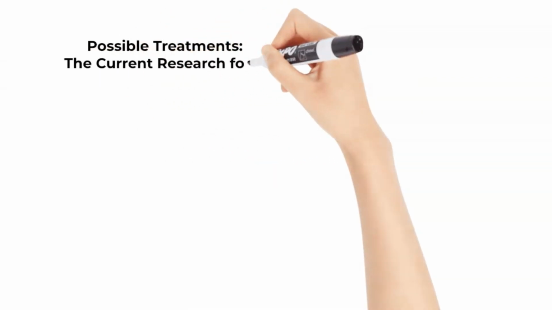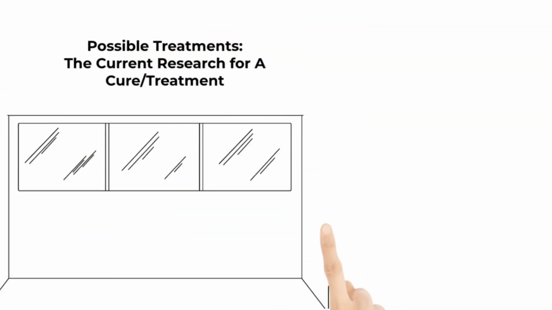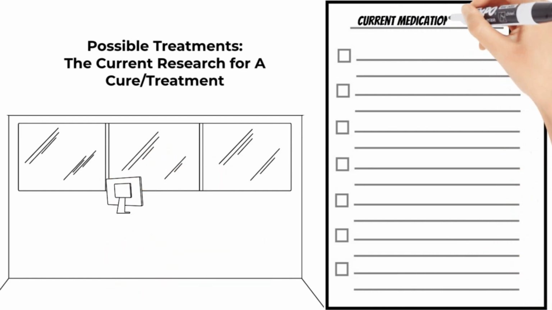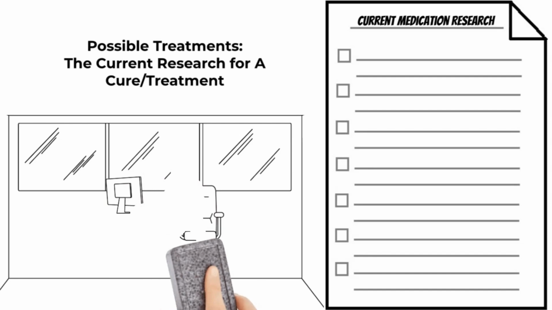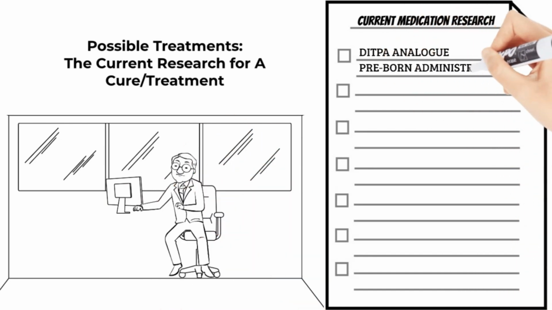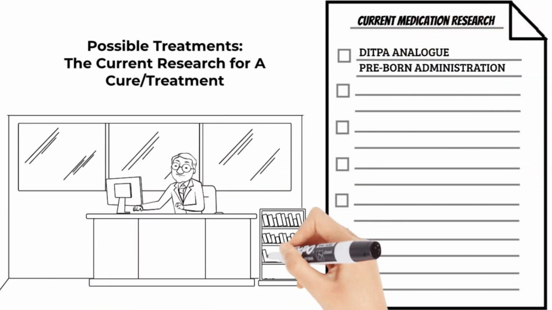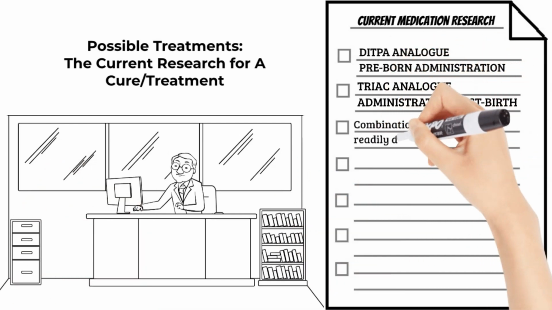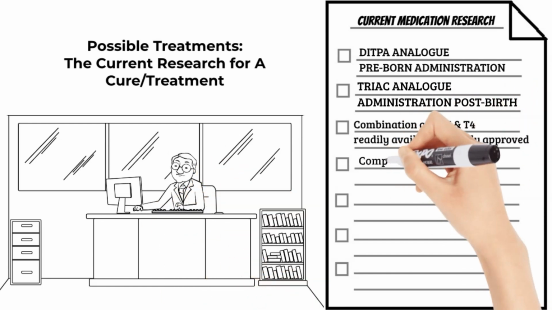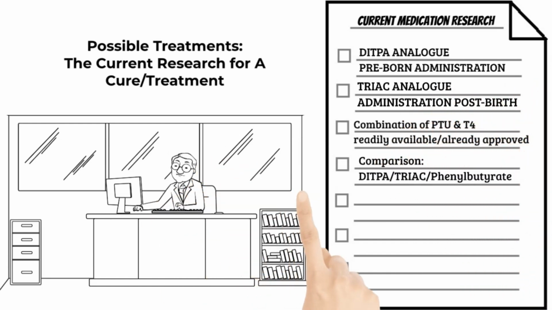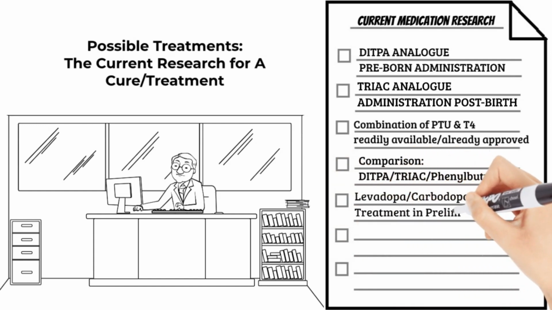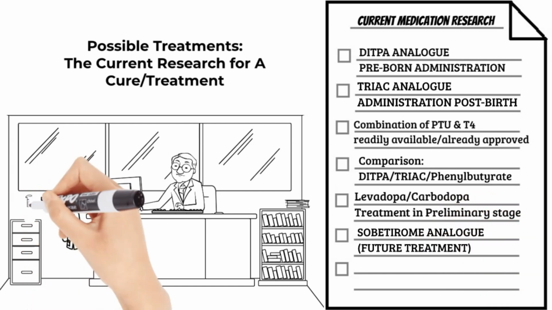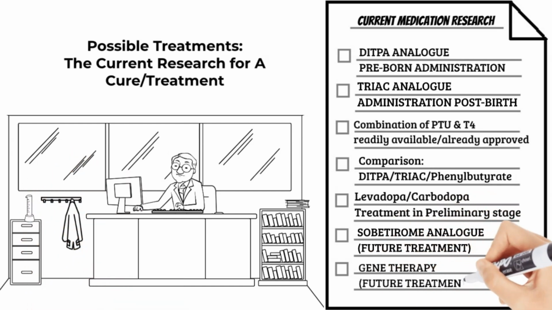There are possible treatments currently undergoing investigation. The current medication research: the DITPA analog preborn administration trial. The post-birth Triac administration analog trial. Administering a combination of PTU and T4, which are readily available and approved for treatment. The comparisons between DITPA, Triac, and phenylbutyrate. The treatment with levodopa/carbidopa, which is in the preliminary stage of treatment. In the future, starting to trial sobetirome analog administration. And also in the future, trialing genetic therapy.